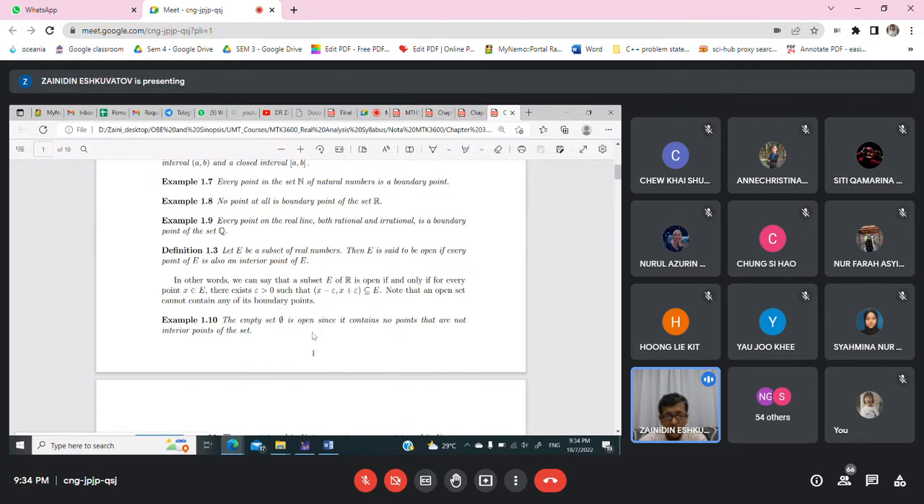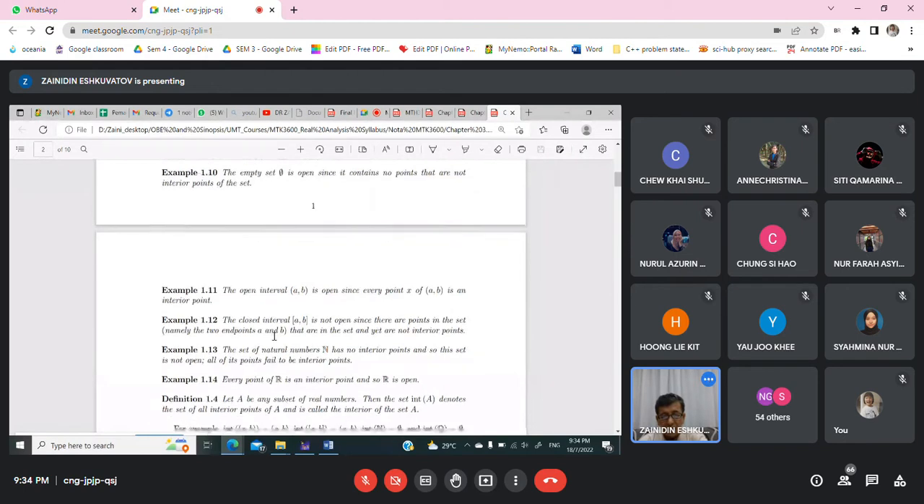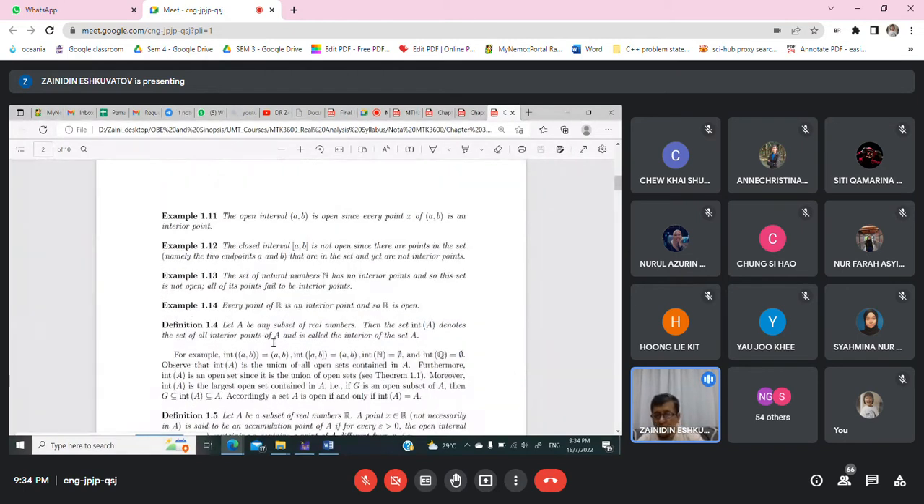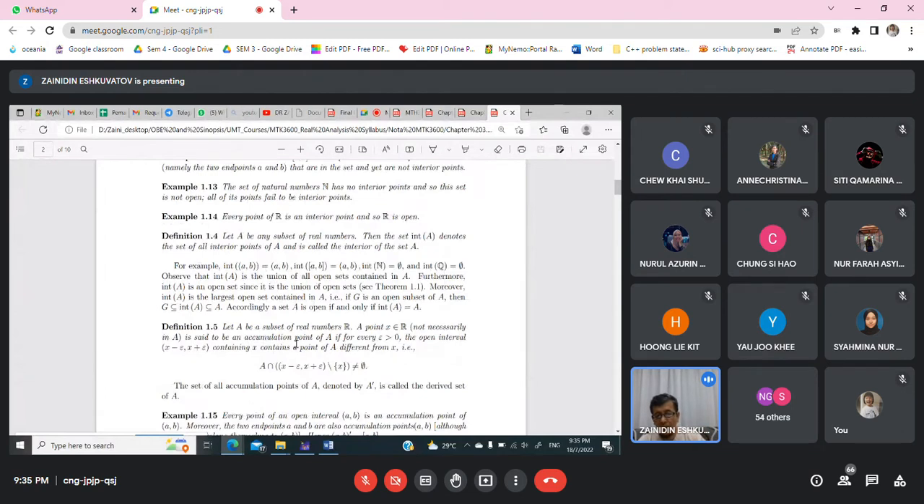Okay, what do we have? What about the empty set? Then open set, closed set. Every point of R is an interior point. And an interesting point, you know, here we have the complement. Here, accumulation points. One more, accumulation points. Yes, exactly. How to find the accumulation points of a set.